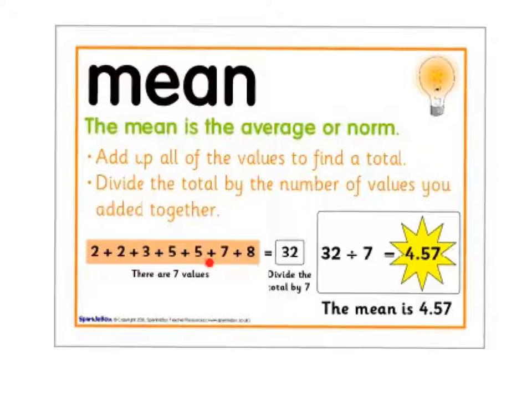So here's our data set. And they added up all those numbers. 2 plus 2 plus 3 plus 5 plus 5 plus 7 plus 8 gave them 32. And then they saw how many numbers they had. 1, 2, 3, 4, 5, 6, 7. So they took their total and divided it by the number 7, giving them 4.57, finding that average or that equal share, the fair share. And it's totally normal if it comes out with a decimal, completely normal. Okay, so this is your mean.